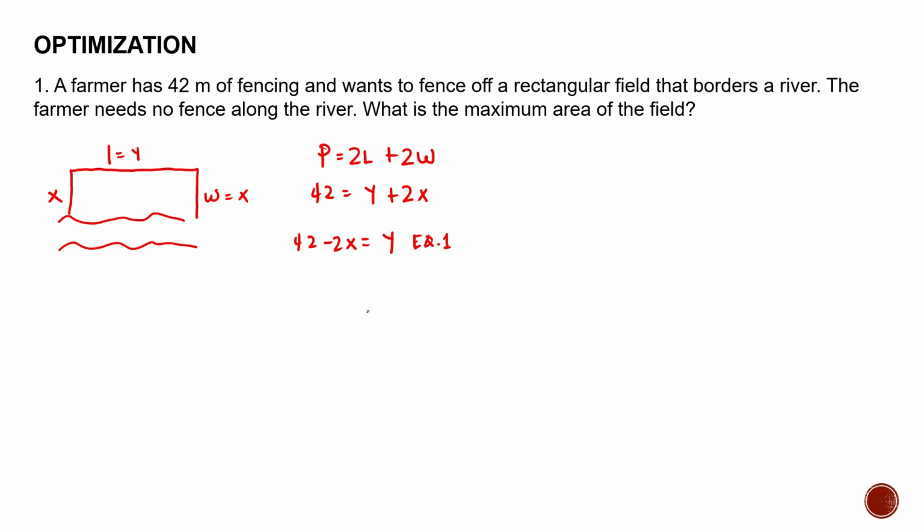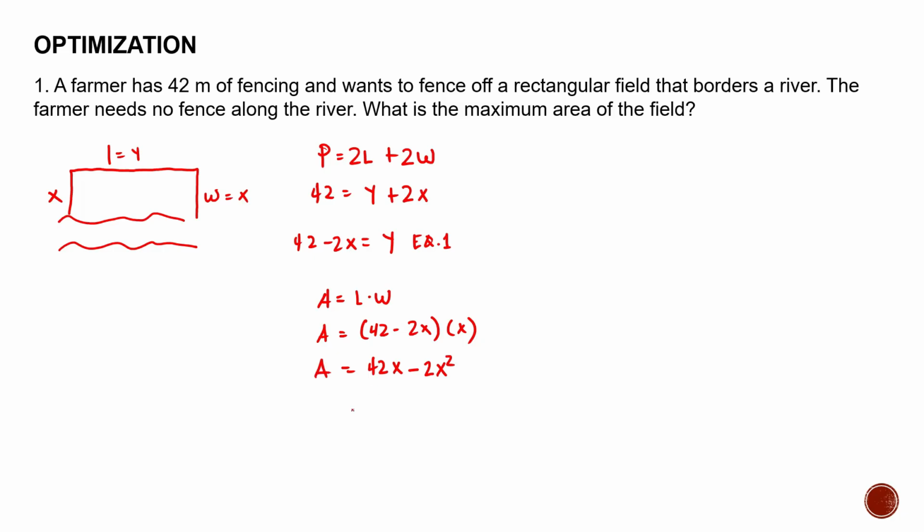So for equation 2, we will use the formula for computing the area of a rectangle. So that's length times width. So area equals length. Again, y is the length, but according to equation number 1, y equals 42 minus 2x. So that's 42 minus 2x times the width, which is x. So this is 42x minus 2x squared.